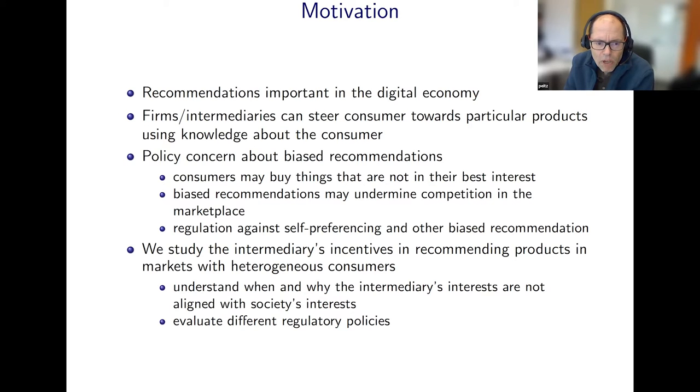I mentioned that there's some policy interest in biased recommendations. We see this in particular in the case of first party content or first party products and the issue of self-preferencing, but it applies more generally also to cases where only third party products are offered, but for example, they generate different commissions or they generate different conversion rates. What we aim to do in this paper is not to have a general theory, but a very specific model which allows us to look at a particular type of biased recommendations. And as I mentioned already, the key element here will be some ex-ante heterogeneity.